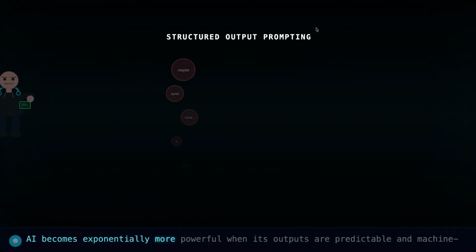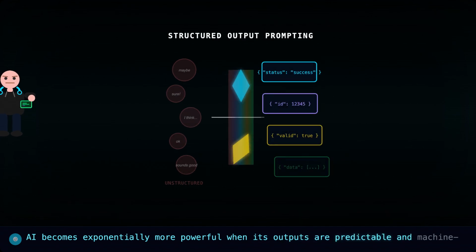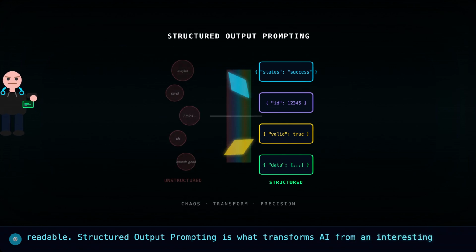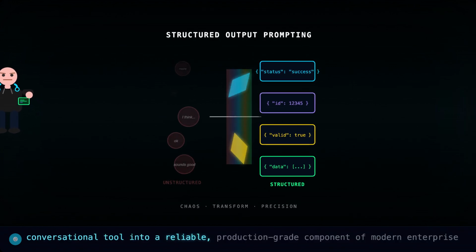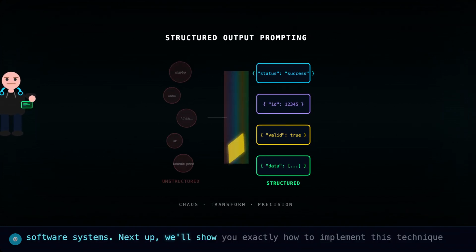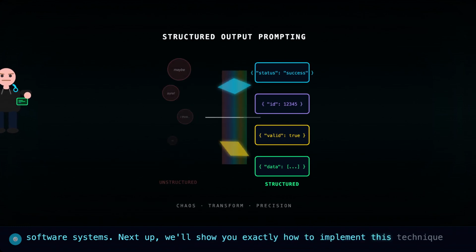AI becomes exponentially more powerful when its outputs are predictable and machine-readable. Structured output prompting is what transforms AI from an interesting conversational tool into a reliable, production-grade component of modern enterprise software systems. Next up, we'll show you exactly how to implement this technique yourself.